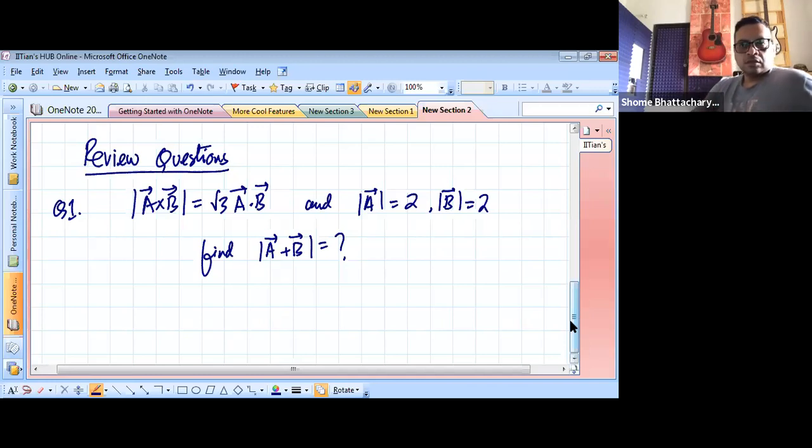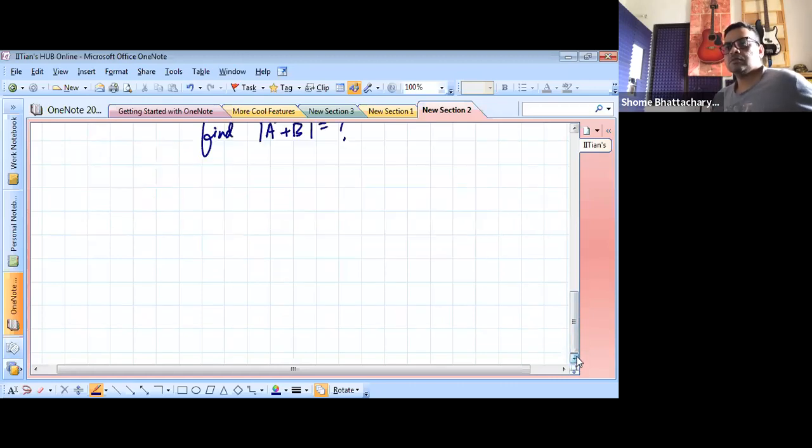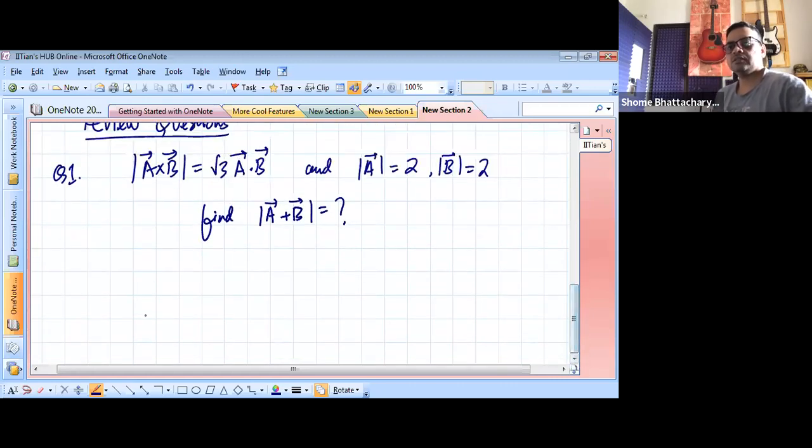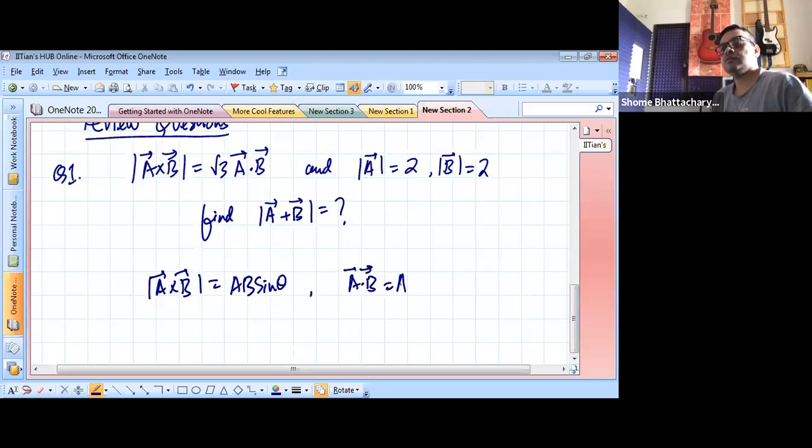Okay, all right. Let's just finish this up. Understand here that the magnitude of A cross B is AB sine theta, and A dot B is AB cos theta. So the mod of A cross B is equal to root 3 times A dot B.